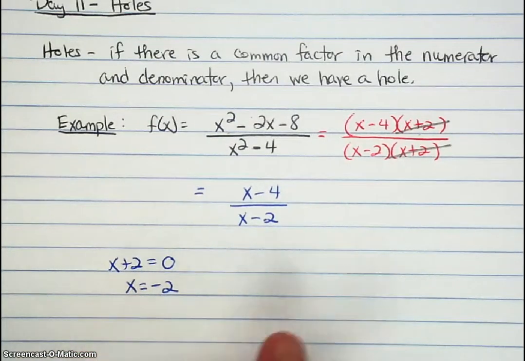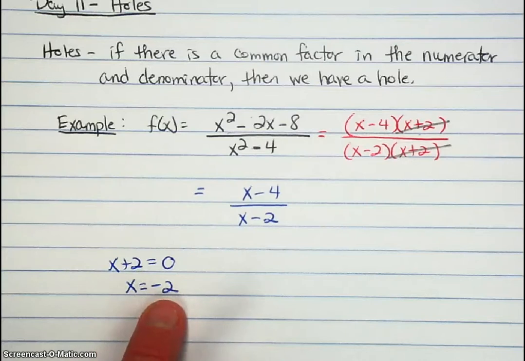Now, what we need to do in order to graph the hole is we have to find the y value for the hole. Okay? And this is where it gets a little bit tricky. The x value is negative 2.